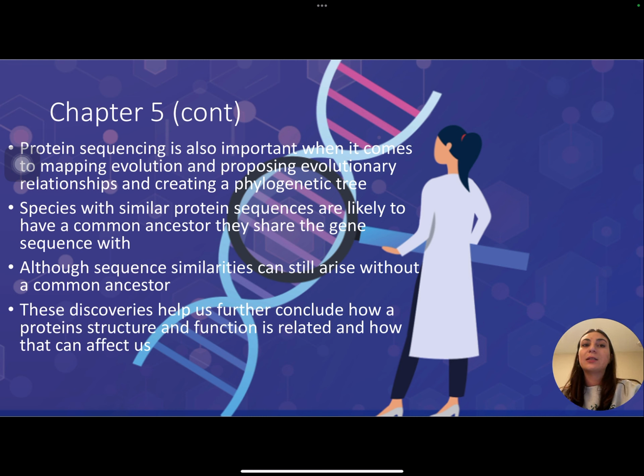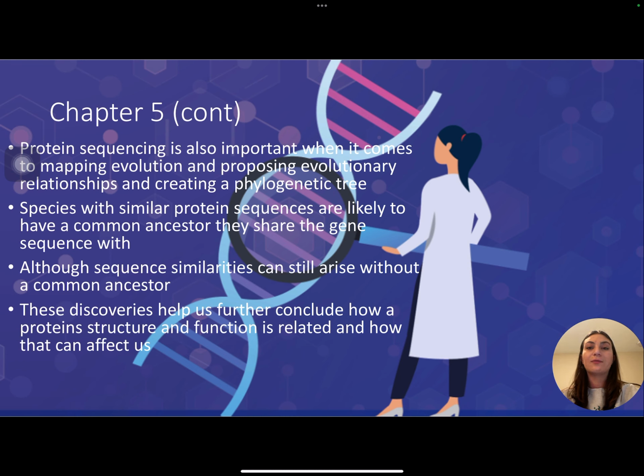Protein sequencing is important when it comes to mapping evolution and proposing evolutionary relationships or creating a phylogenetic tree. Species with a similar protein sequence are likely to have a common ancestor that they share the gene sequence with. Although sequence similarities can still arise without a common ancestor, these discoveries help us further conclude how protein structure and function is related, and how that can affect us and the way we function. This is why genetic testing is done during pregnancy in order to get ahead and see what can be done if necessary to help or fix a mutated gene.